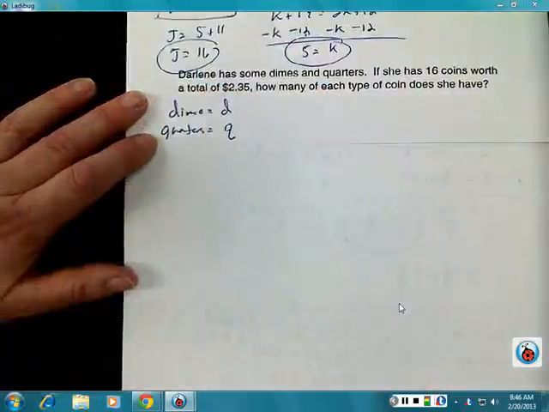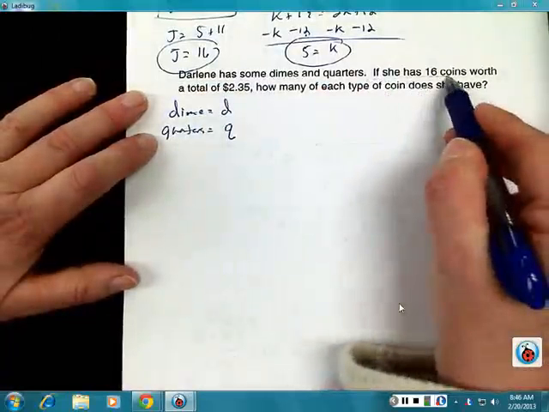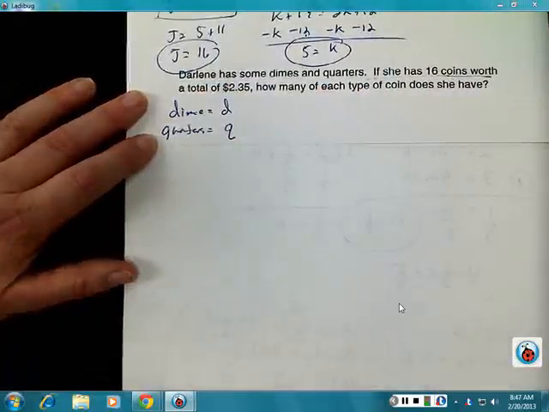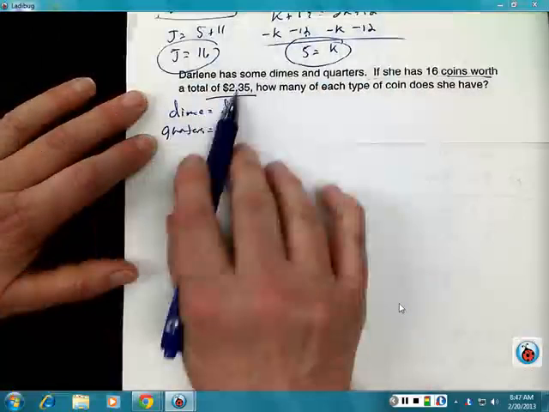And what do we know about them? She has 16. So what does that mean? She has 16 coins. Quite a combination. Yeah, she's got a few change there in her pocket. Coins that are worth $2.35. Okay, so do we want to go down here to the worth? How do we get what the worth?